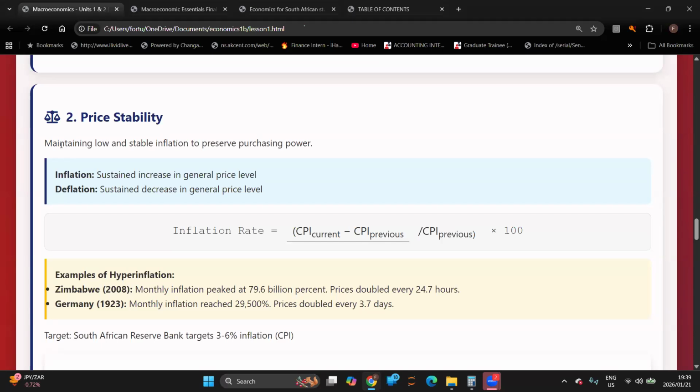So if prices are stable, it should be able to purchase the same amount of goods and services that it was able to purchase from that particular time up until now. If the scenario is, however, otherwise, it means that you're likely going to lose value or lose the purchasing ability as a result of that.